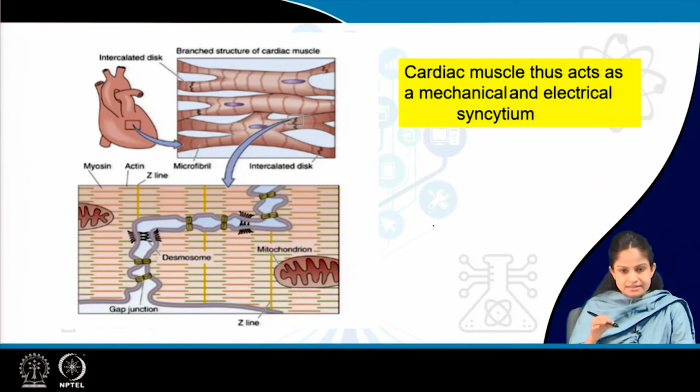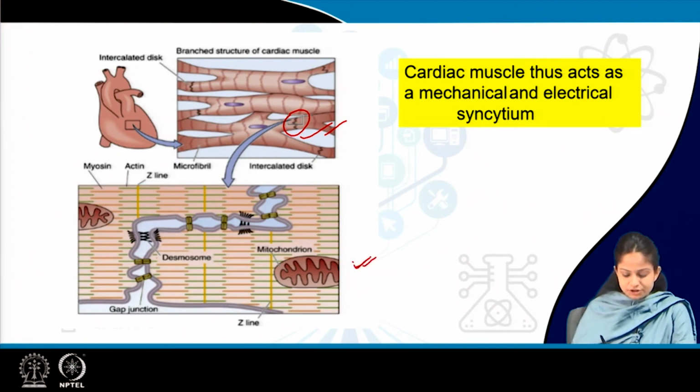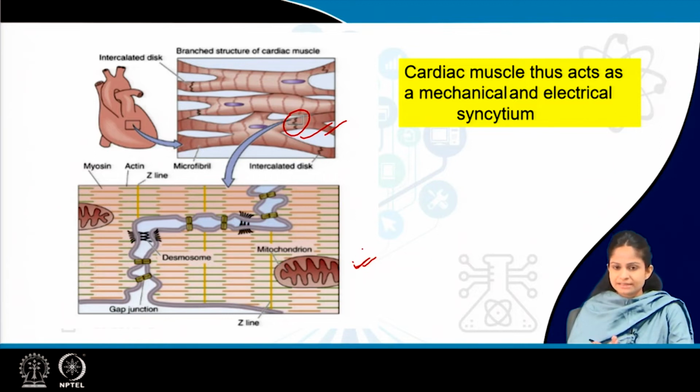Now, intercalated discs are usually dark lines which are seen in the light microscope. So, this you can see the intercalated disc. The magnified version is shown over here. The cardiac muscle fiber also consists of the thin and the thick filaments, that is actin filaments and the myosin filaments. It has also got the Z line. The sarcomere also has got the A band, I band. The only difference is the intercalated disc.